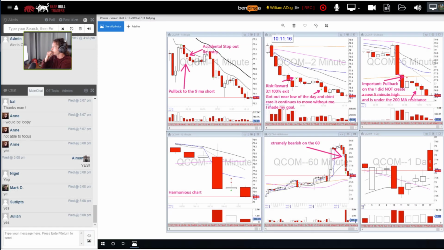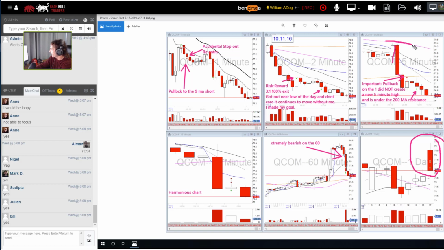Okay, great. So I wrote on this chart everything, and I'm going to walk through it. Okay, I've got QCOM. QCOM was obviously in play. We all know that. It went up for a potential opening range breakout on the 5, but it could not get past this 50 moving average resistance. So just note that.